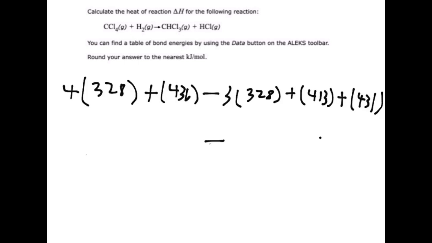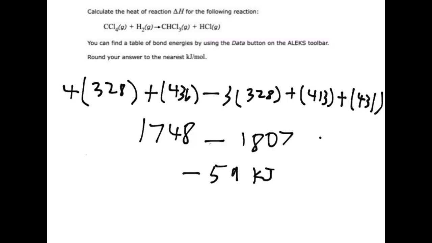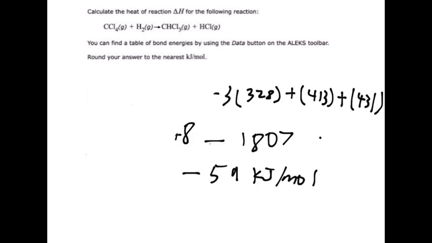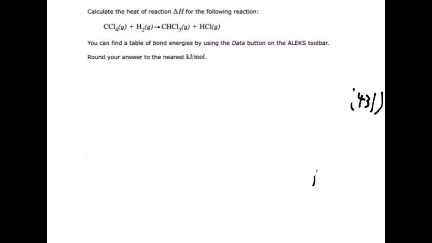Upon doing our math, we end up getting 1748 on the left and 1807 on the right, and our total answer is negative 59 kilojoules per mole. And that's the answer to this problem. Alright, again, if you wanted to pause this video at any point, you could do so, and then start it up again when you're ready. And now that I'm finished erasing the board, I will continue with the next problem.